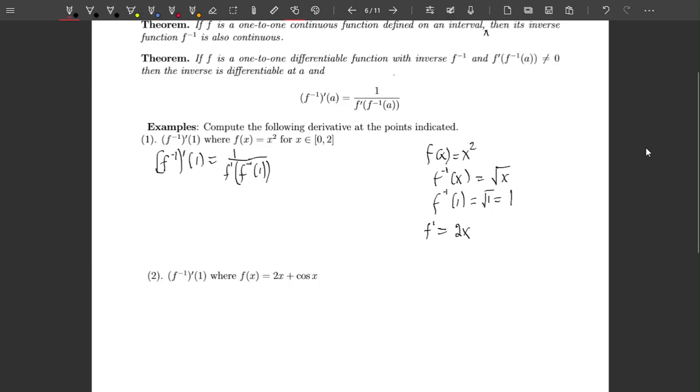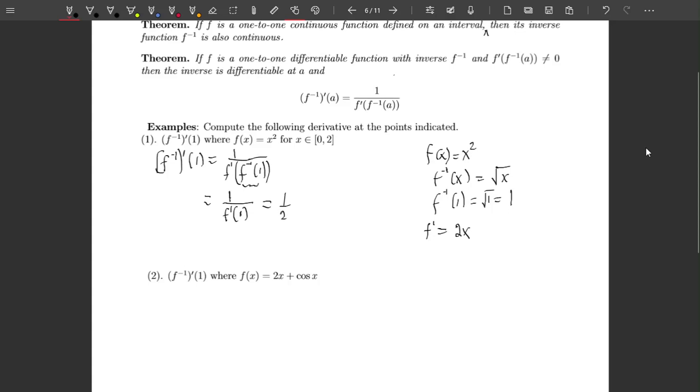So let's come around here. We found that my f inverse of 1 is 1. So this formula reduces, if we replace this with its value, to 1 over f prime of f inverse of 1, which is 1. So I'm just going to have 1 here. If f prime of x is equal to 2x, that means my f prime of 1 is just going to be 2. So this formula becomes 1 over 2.